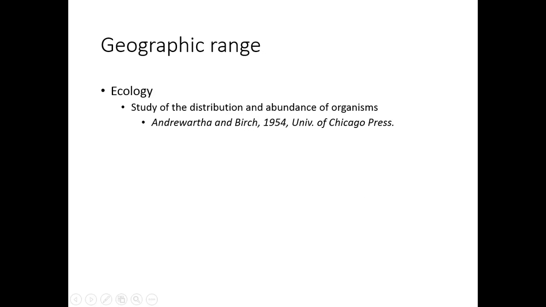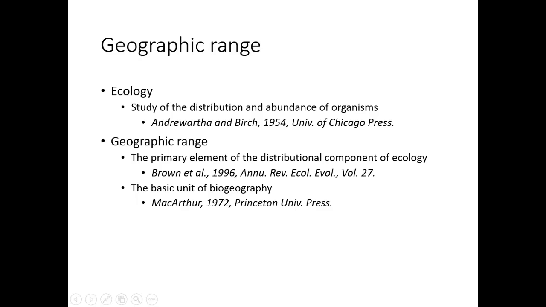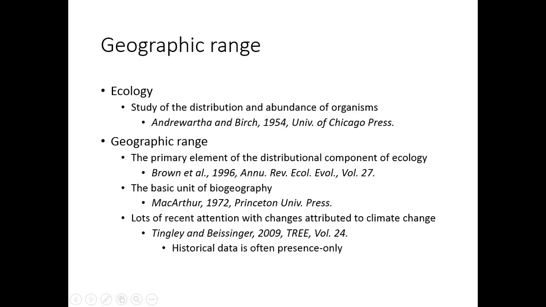Ecology has been thought of as the study of the distribution and abundance of organisms. I recommend Andrewartha and Birch for a historical perspective. Occupancy estimation is an approach to quantify the geographic range of species. This has been called the primary distributional component of ecology and the basic unit of biogeography. Shifting ranges in response to climate change is a current research theme, and paleobiology with incomplete fossil records holds great potential for occupancy estimation.